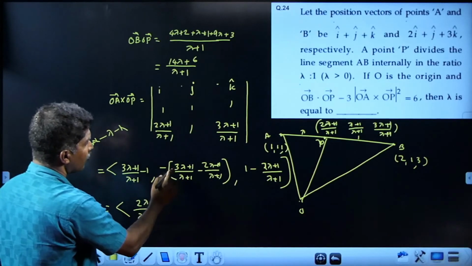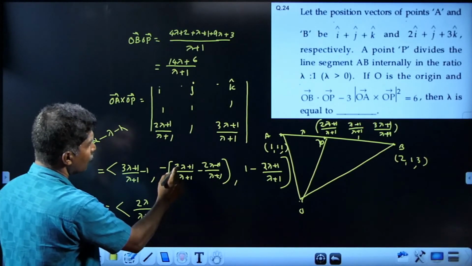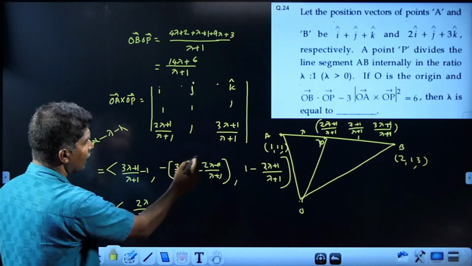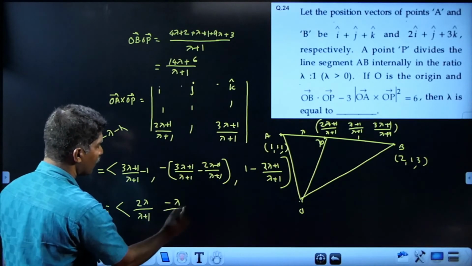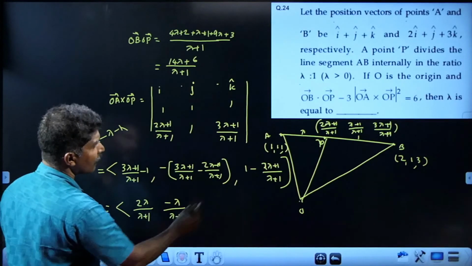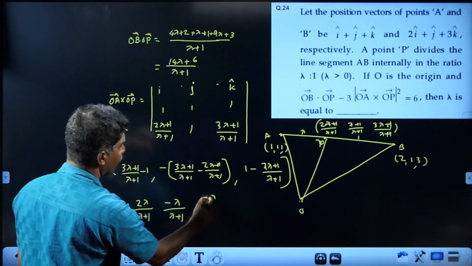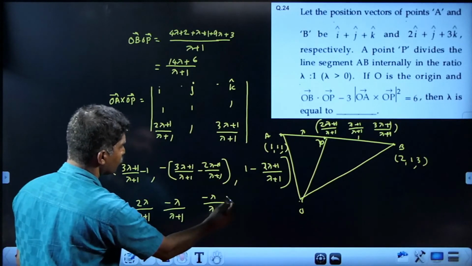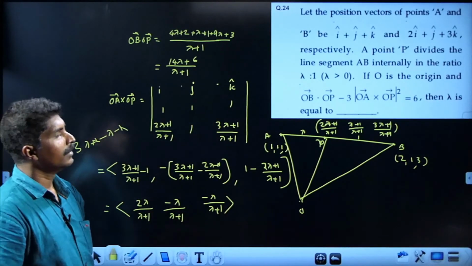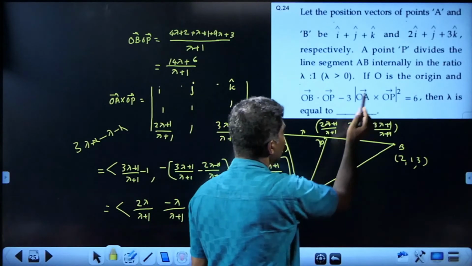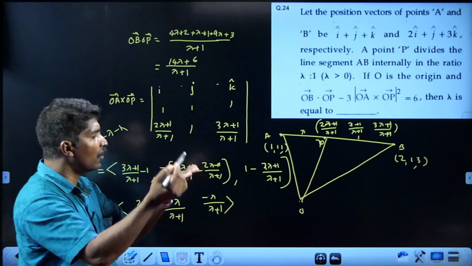Here minus of 2 lambda minus 3 lambda, minus 2 lambda, lambda will be there, 1 cancels. So minus lambda divided by lambda plus 1. Here also you will be getting negative lambda divided by lambda plus 1. These are the direction ratios of what? This term, the cross product. Now we will take its modulus square.